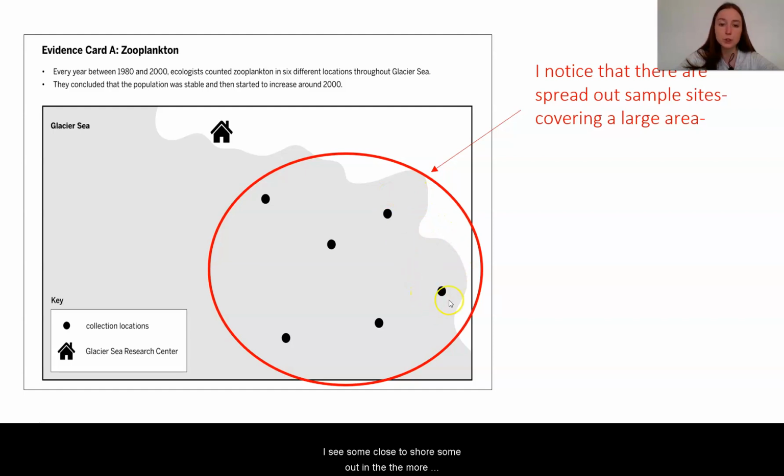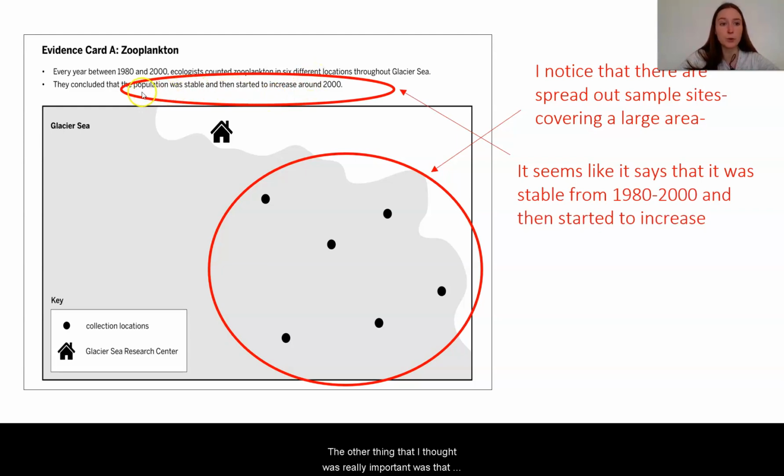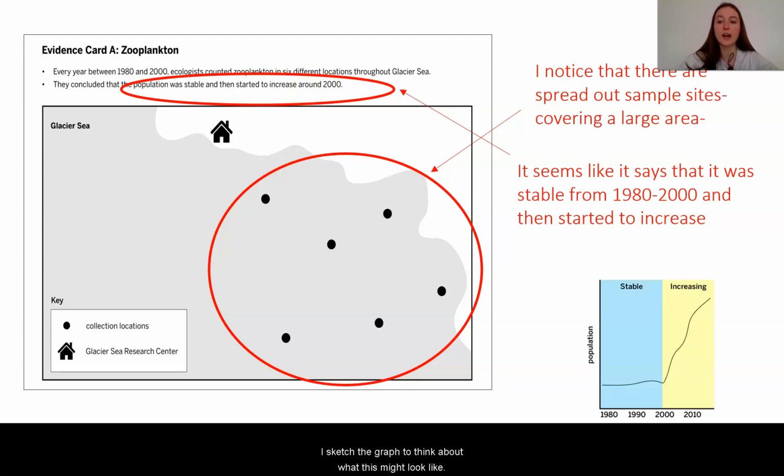I see some close to shore, some out in the more middle of the sea, and there are 6 different locations. The other thing that I thought was really important was that it seems that the population was stable and also began to increase around 2000, just like our moon jelly populations. I sketched a graph to think about what this might look like. And to me, this reminded me very much of the moon jelly graphs that we have seen in previous lessons.